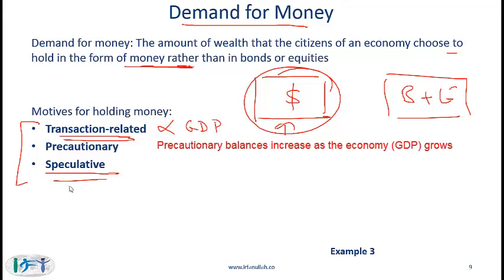And finally, there is a speculative balance where if we speculate that bond markets and equity markets are not going to do well, then the amount of money or our demand for money then will be higher. On the other hand, if we expect the bond market and the equity markets to do well, then our demand for money will be low. Now I want you to do example 3 from the curriculum.